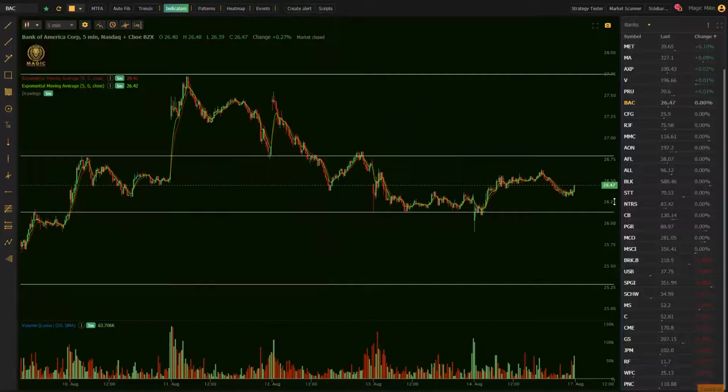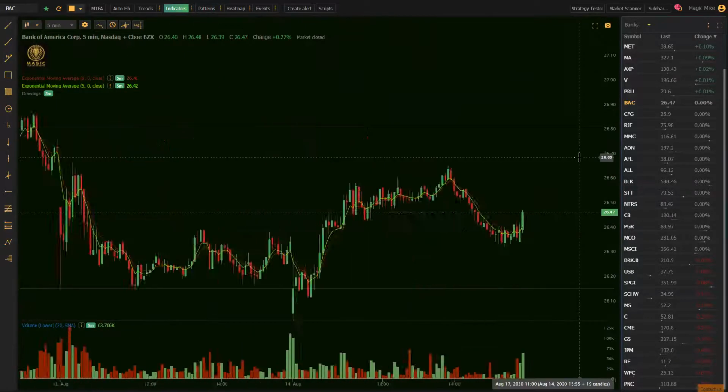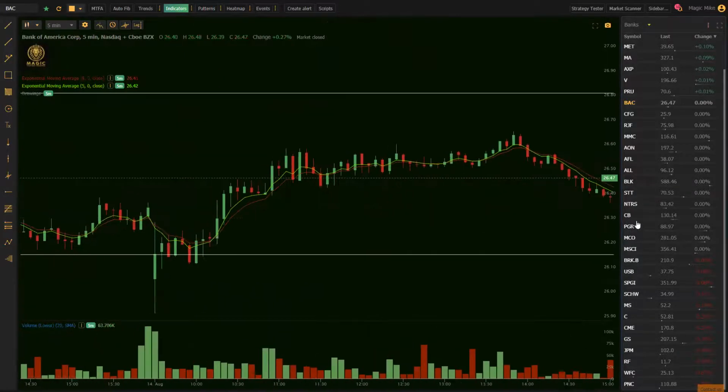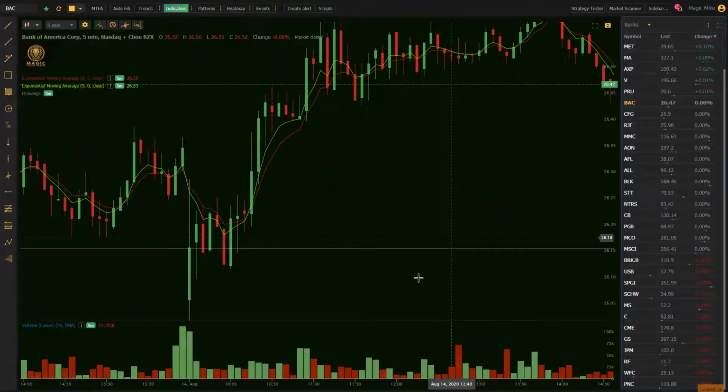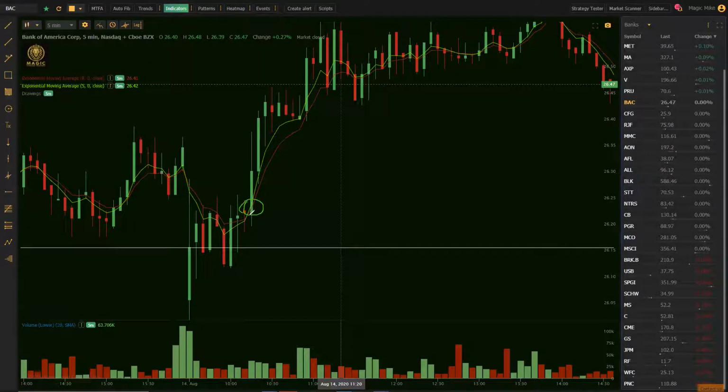I'll go ahead and zoom this in again. Even on a 5-minute chart, let's just say you're scalping or you're day trading and you see the stock selling off and all of a sudden the 5 and the 8 EMA cross right here. It shows this is a buy signal. So with that being said, you would buy the call. You see it never crosses until about right here.